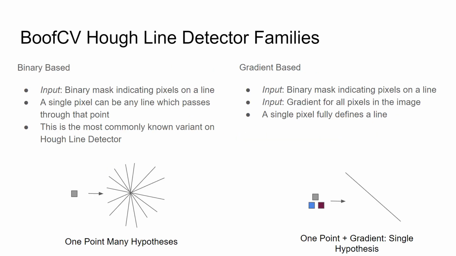BoofCV supports two families of Hough line detectors, binary-based and gradient. The input to a binary Hough detector is a binary mask where each pixel represents a potential point on the line. A single pixel can be any line which passes through that point. That means there's a many-to-one mapping. The gradient-based line detector works by also having a binary mask where it indicates which pixels belong to the line, but you also have gradient information. This means that a single pixel fully defines a line.